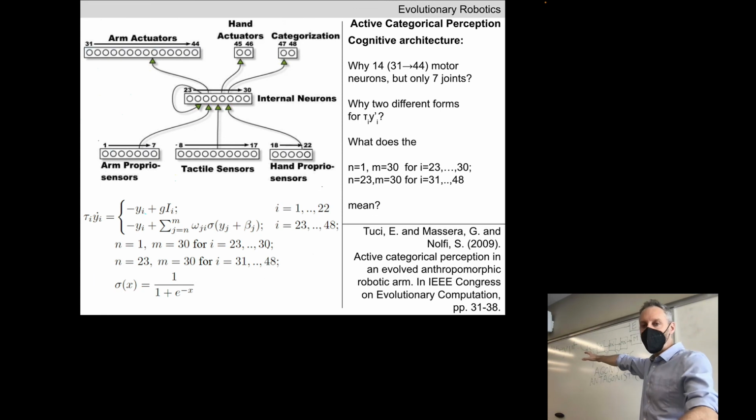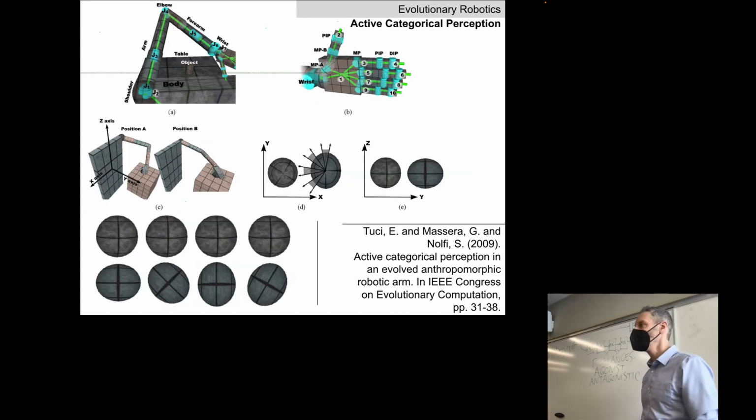So if we run a CTRNN on this robot, and at the end of the simulation, the 47th neuron has a higher value than the 48th neuron, we'll assume that's the robot telling us that it's in the presence of a sphere. If 48 has a greater value than 47, we'll assume that's the robot telling us that it's in the presence of an ellipsoid. We'll assign one categorization neuron for every category, which in this experiment is just 2.